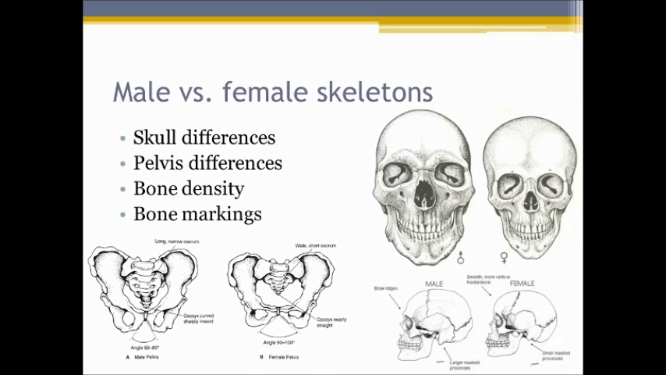And males tend to have a pubic angle less than 90 degrees versus a pubic angle of more than 90 degrees in females. Overall, men tend to just have more dense bones, a greater bone mass, and they tend to have more prominent bone markings.